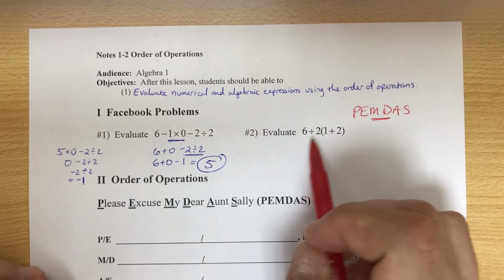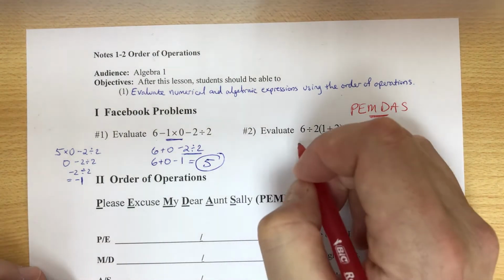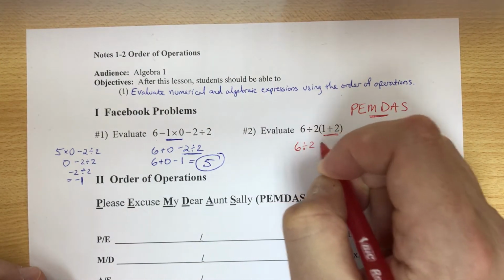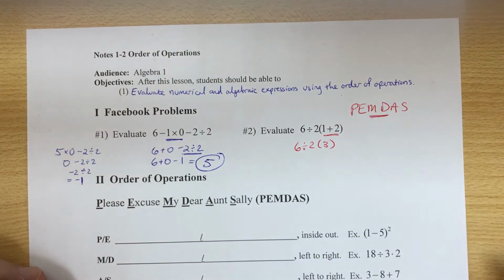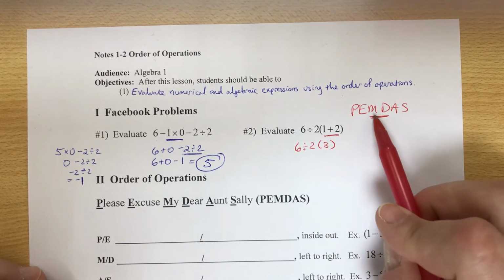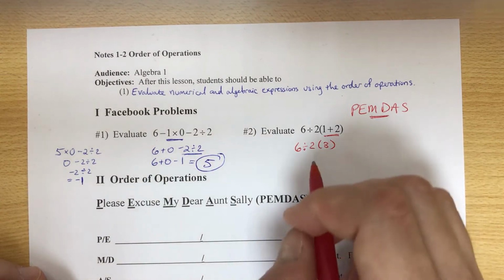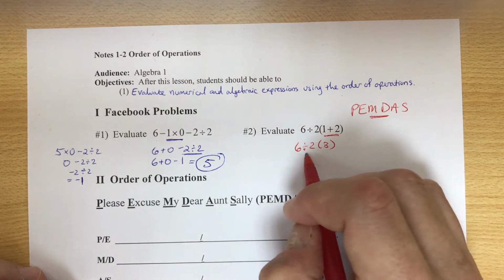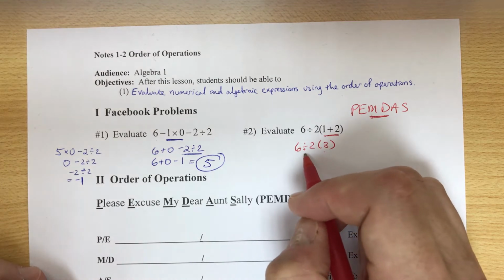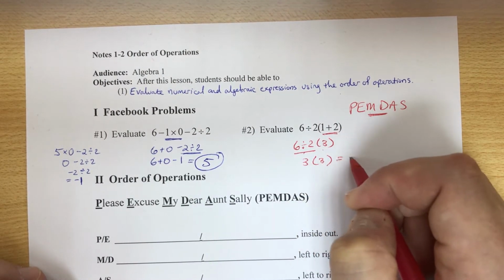Okay, so we would start with the parentheses. We would do 1 plus 2, which is 3. So we have 6 divided by 2 times 3. Now the temptation is to multiply next because this is what people are familiar with. However, you should actually do whichever comes first. 6 divided by 2 is 3, and 3 times 3 is equal to 9.